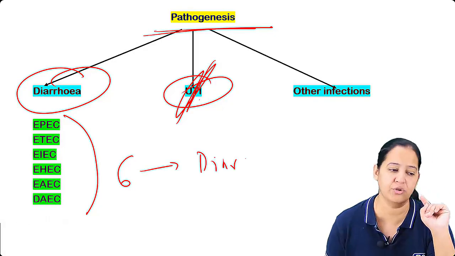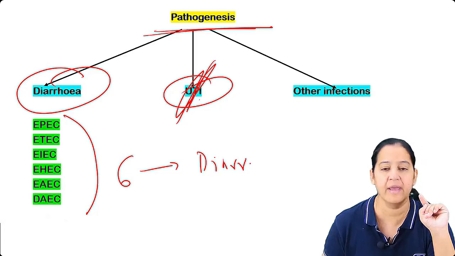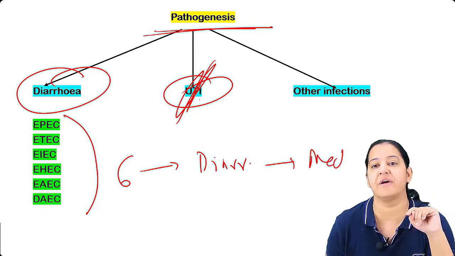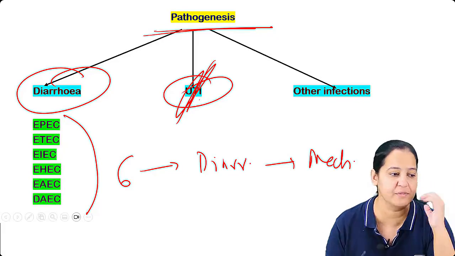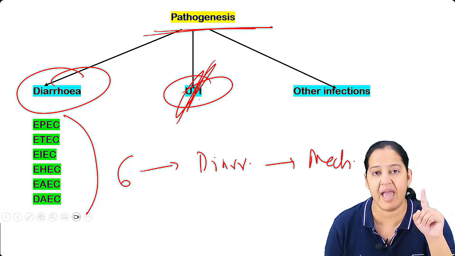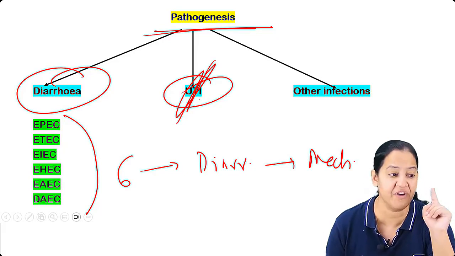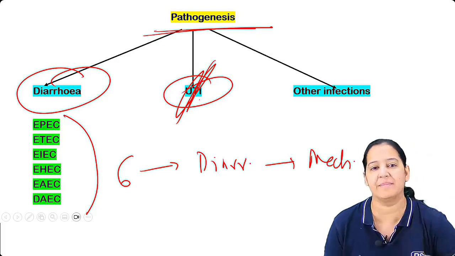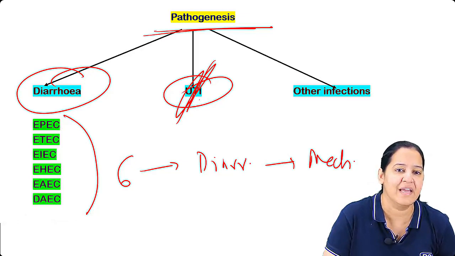In all of them the patient will have diarrhea, right? But the mechanism is different. So I will tell you 6 different mechanisms for diarrhea. You got my point? I am going to tell you 6 different mechanisms for diarrhea caused by E. coli. So what are the names? Have you heard these names previously?